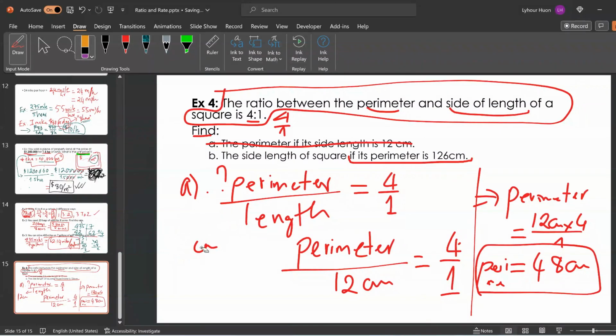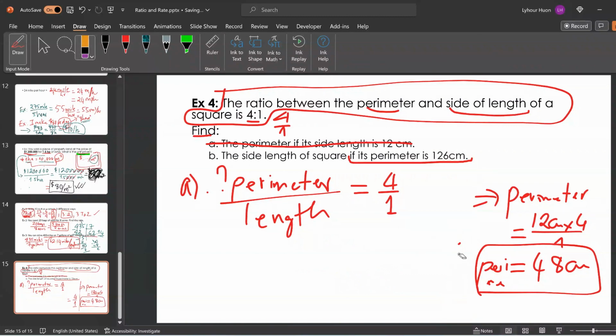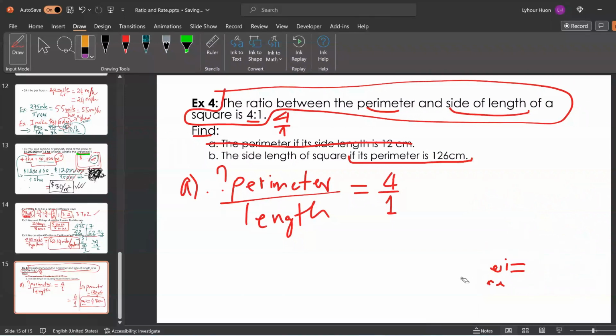Now for B, they give the perimeter and find the length. Question A, they give the length, find the perimeter. Wait, 4 is perimeter, right? Yeah, perimeter is 126 centimeters. 4 over 1 is a ratio between perimeter and the length.